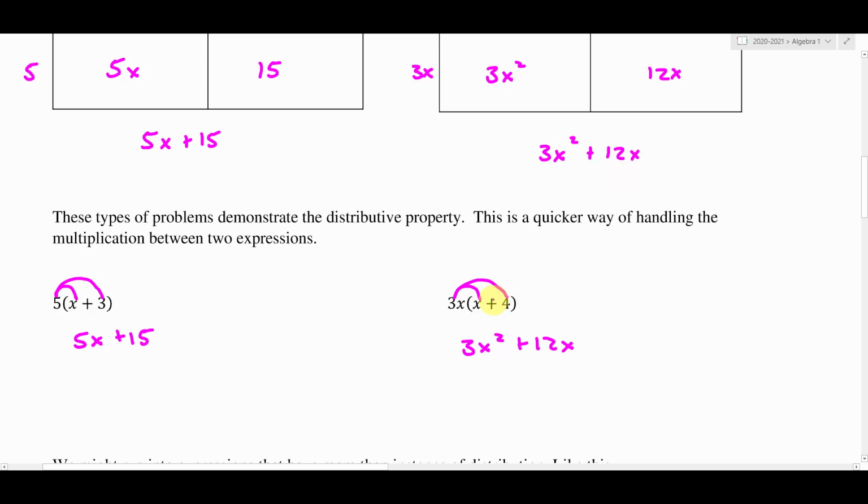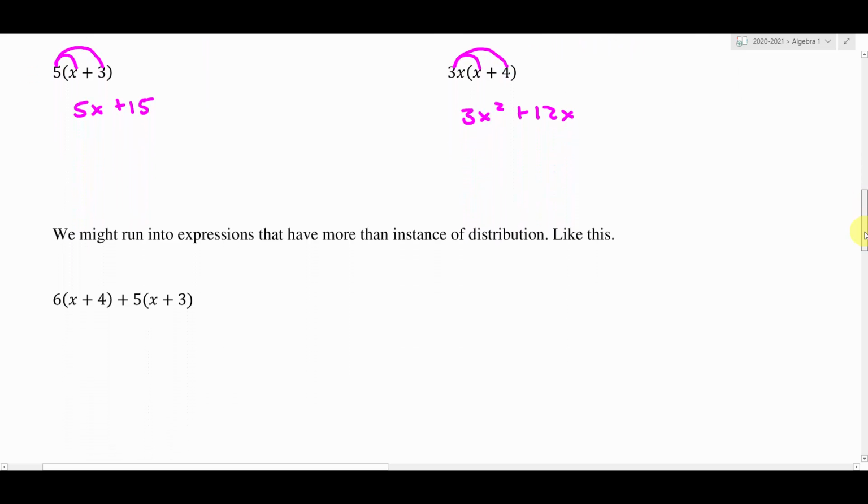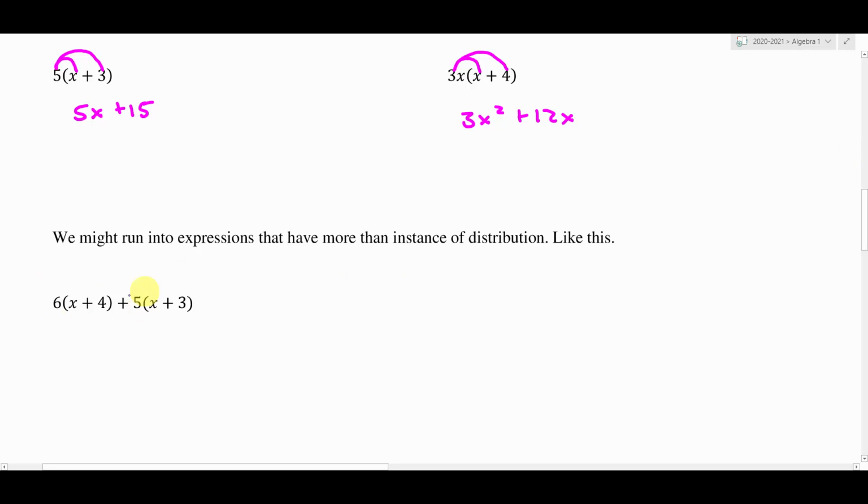All right, so that's a really quick demonstration of the distributive property. And the reason that we like this distributive property more so than the area model, at least I do, is because we might run into expressions that have more than one instance of distribution. So I have to do multiple distributions at once, and setting up area models for every time we have to multiply something like that could be time consuming. So it's just a little bit quicker.